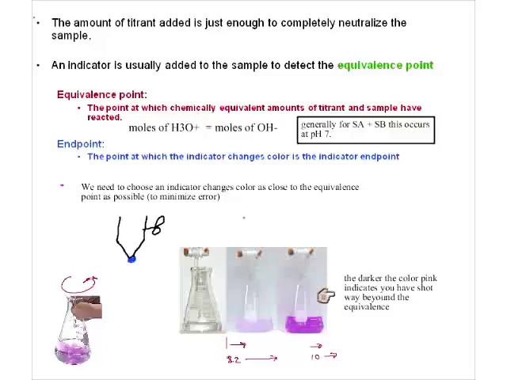If it's too dark, that means we've gone way, way beyond. We've added way more than we need. All right, we've gone beyond the equivalence point. That would be a source of error in your lab.